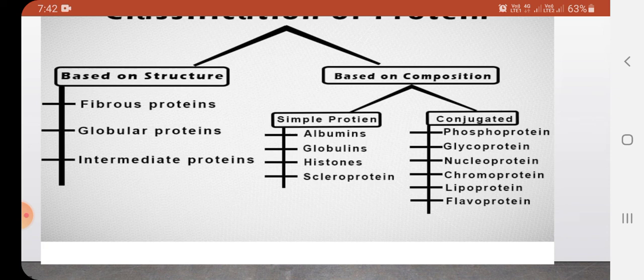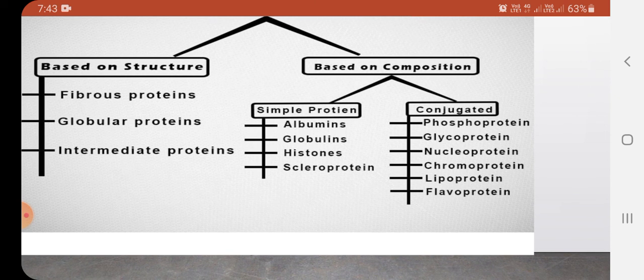Scleroprotein. Scleroproteins are insoluble in water, dilute acid and alkalis. It is resistant to digestive juices. Example is keratin of hair, nail, claw, hoof, horn, feather, fibroin proteins of silk fiber, collagen of tendon, elastin of ligament.